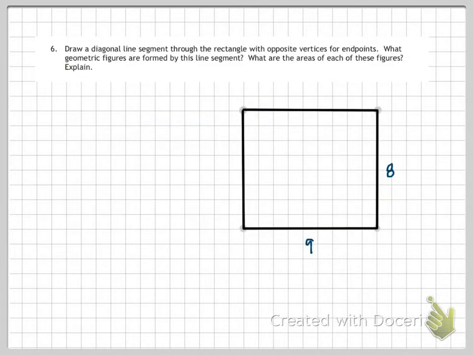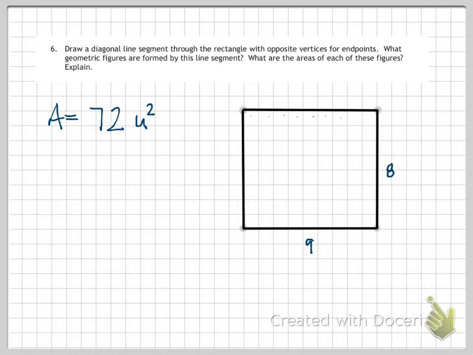Well, we ended by finding the area of a rectangle of size 9 by 8, and we found that the area was equal to 72 square units. There would be 72 of these boxes in here if we counted them all out. And now we're asked to do something new with a diagonal line. So go ahead and pause the video, figure that out, and then come back and we'll show you the solution.